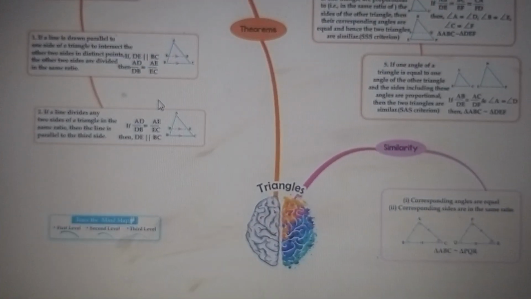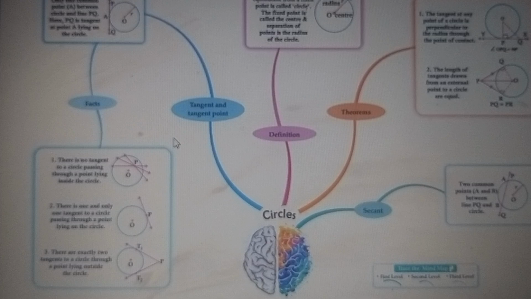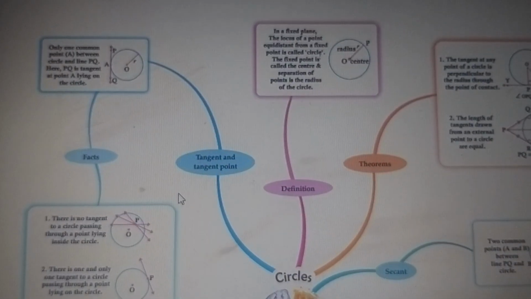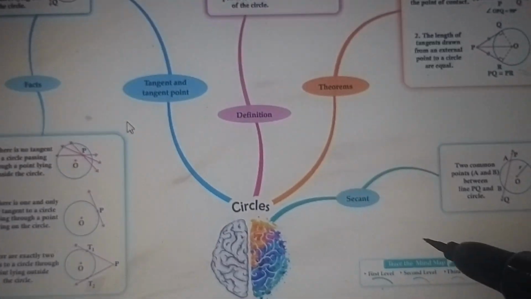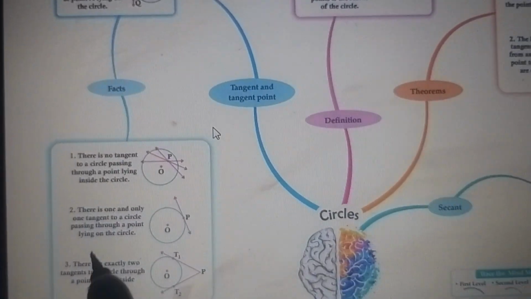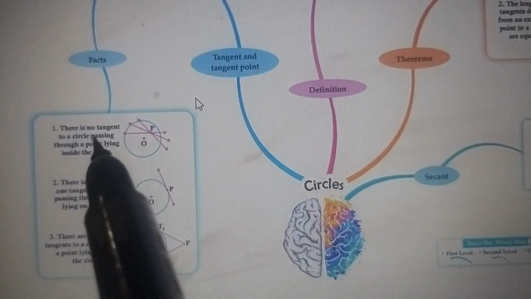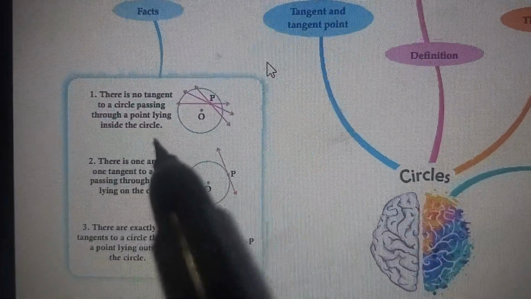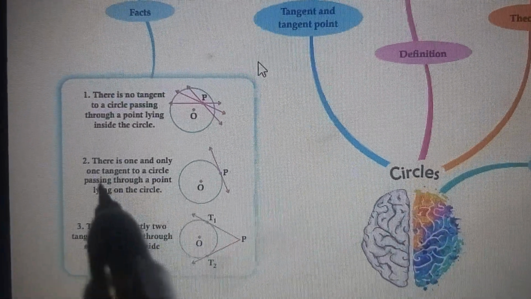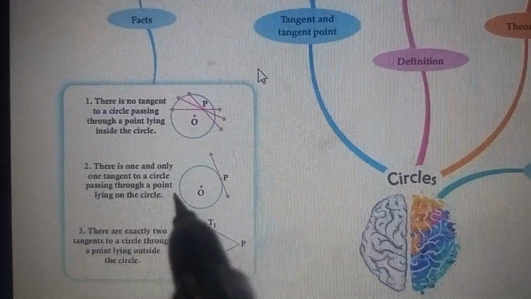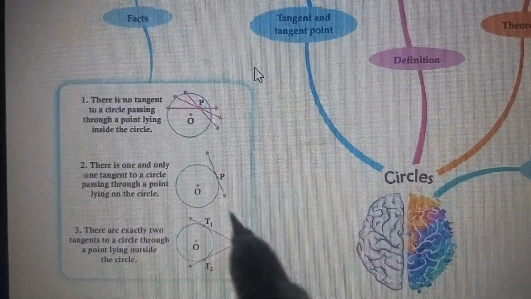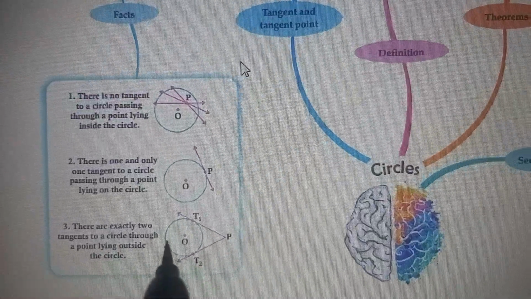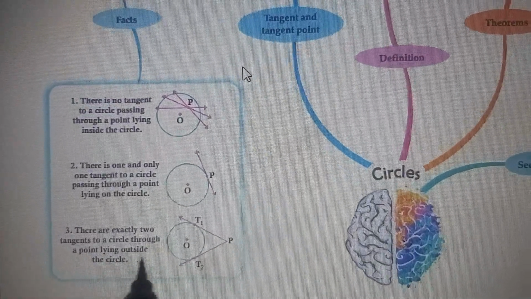Okay, now next is circles. What is the circle definition? Tangent and tangent point. And theorems are there, secant. And what are the facts we have? There is no tangent to a circle passing through a point lying inside the circle. There is one and only one tangent to a circle passing through a point lying on the circle. There are exactly two tangents to a circle through a point lying outside the circle.